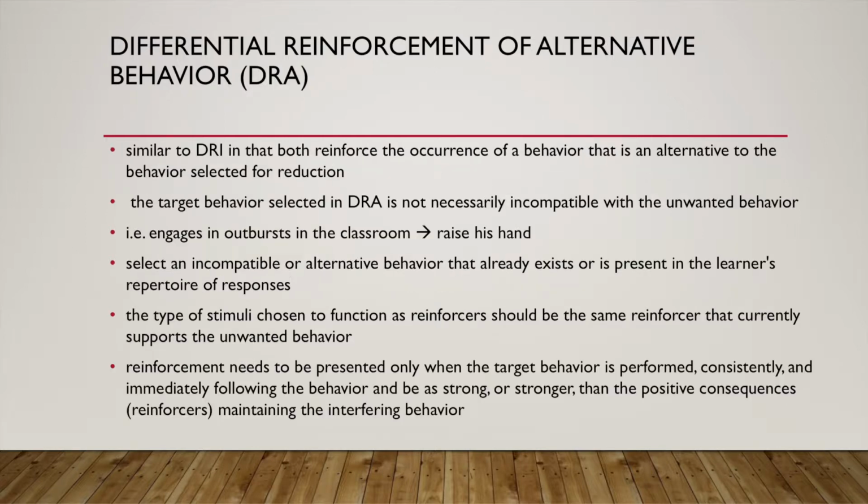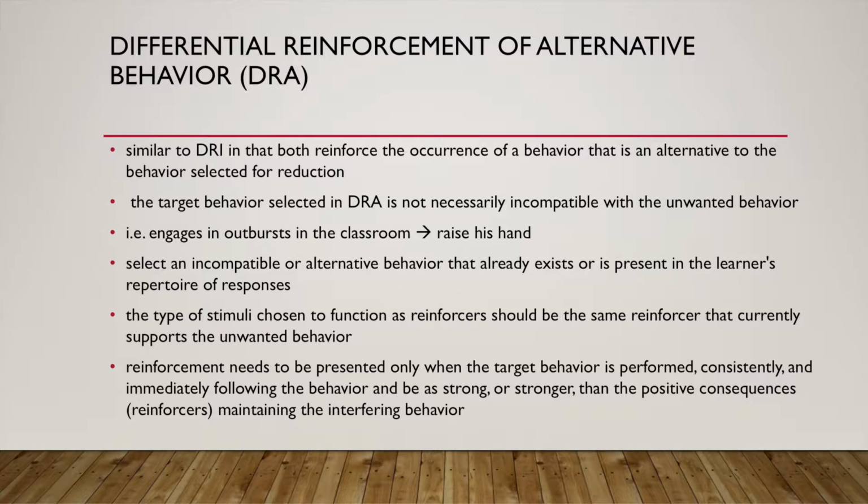The idea is that the target or replacement behavior cannot be performed at the same time as the problematic behavior. So, how about differential reinforcement of alternative behavior? It is actually similar to DRI in that both reinforce the occurrence of behavior that is an alternative to the behavior selected for reduction. However, the target behavior selected in DRA is not necessarily incompatible with the unwanted behavior.